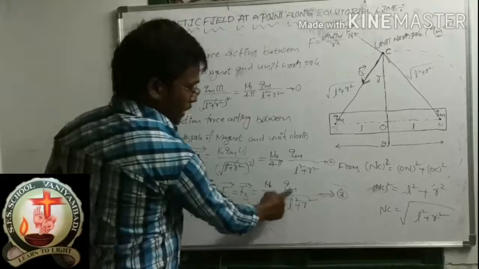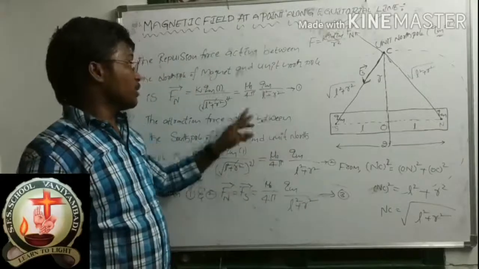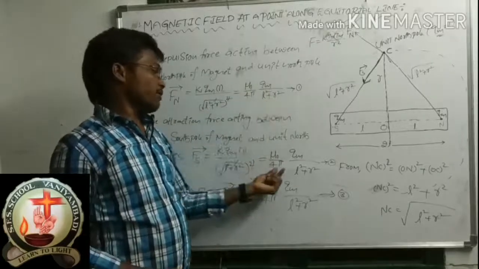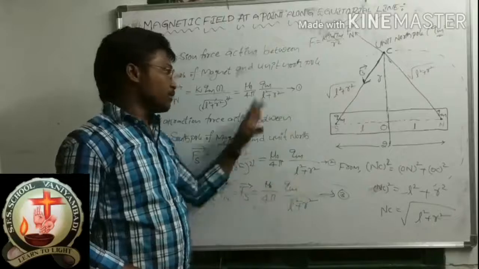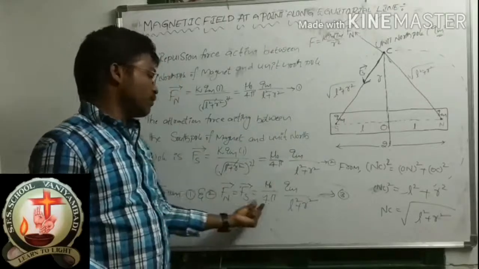Mu naught by 4 pi into Qm by L square plus R square. Equation 3. From 1 and 2, both are the same. So I am right: mu naught by 4 pi into Qm by L square plus R square. So both are the same. That's why I wrote like this. Fn is equal to Fs is equal to what is the value? This.